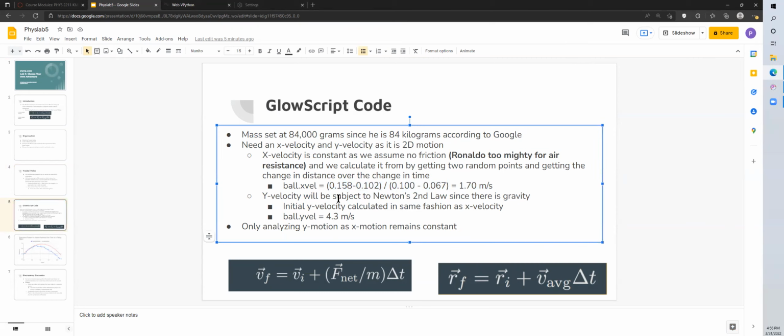Then the Y velocity was subject to Newton's second law since there's gravity. So I got the initial Y velocity and calculated it in the same fashion as the X velocity, and it came out as 4.3 meters per second. And for the actual analyzing, we will only analyze the Y motion or the Y velocity, as X motion remains constant the entire time. So that essentially will be a straight line.